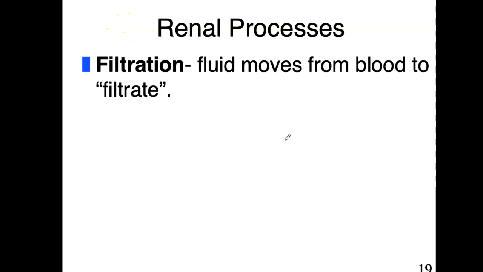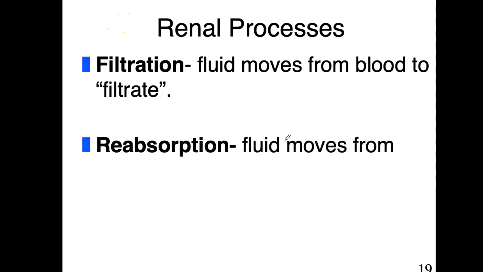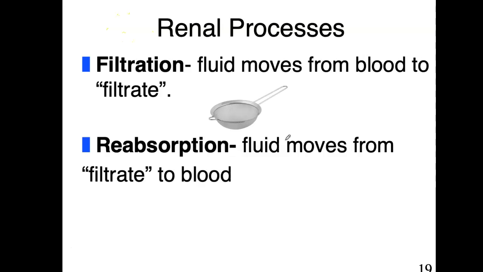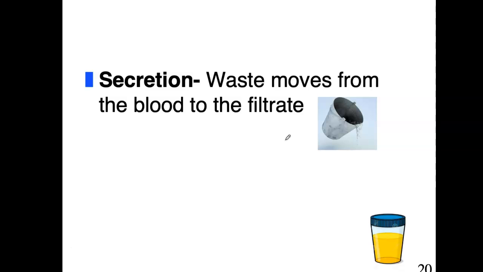I've written them out for you so you can go back to your slides to study. Filtration then is fluid moving from the blood to that filtrate that's going to become urine. Reabsorption, fluid moves from the filtrate to the blood. So we're regaining that. So my little diagrams are: filtration uses a sieve because you're filtering something out, and then the reabsorption is recycling. You had it targeted for waste, but you reabsorbed it, took it back into circulation. The next are secretion. Waste moves from the blood to the filtrate without being filtered.